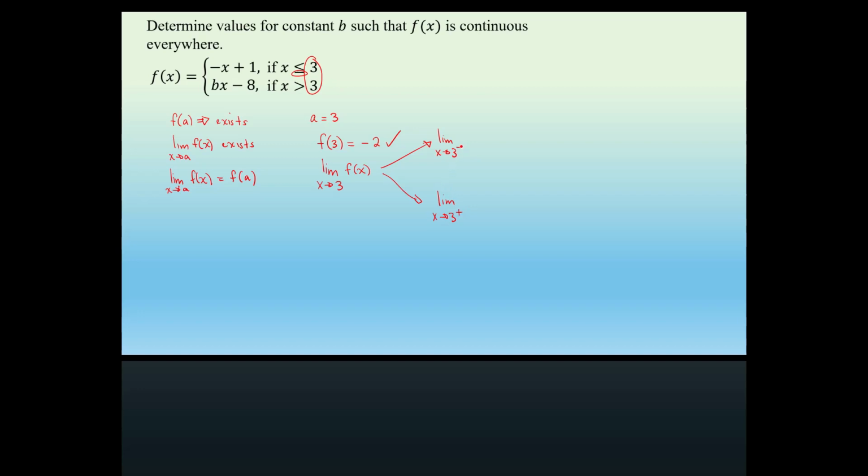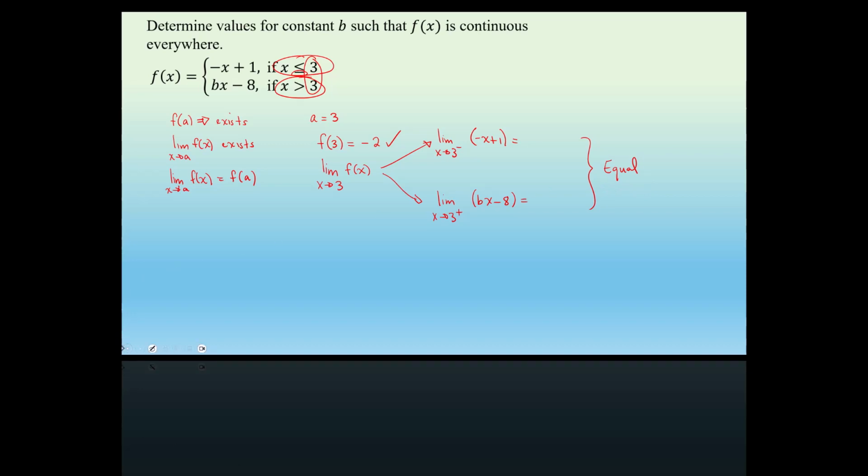Well, approaching 3 from the left will be values less than 3, so that will be the top piece, which is negative x plus 1. Approaching 3 from the right would be values that are greater than 3, which is the bottom piece, which is bx minus 8. Remember, whatever we get from these two limits, they have to be equal to each other, and that will give us an equation that we'll use to solve for b.